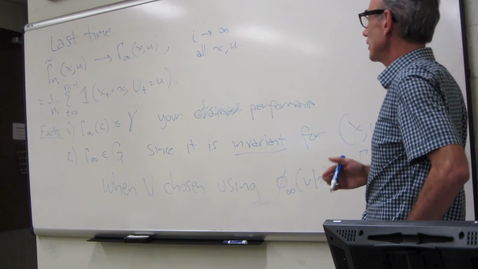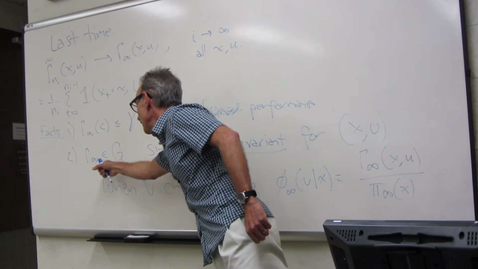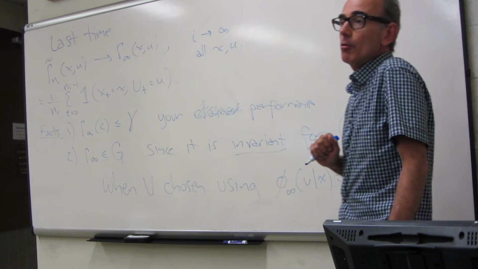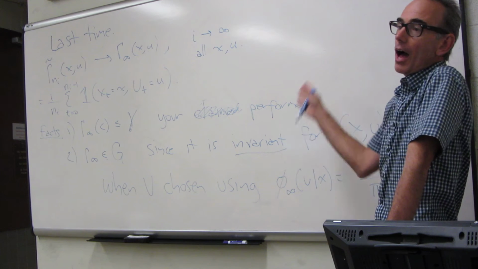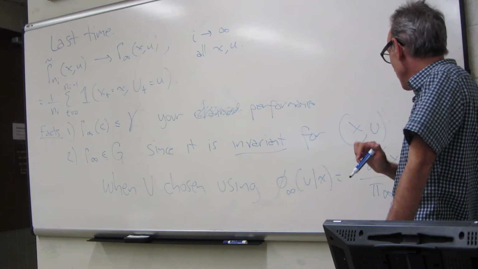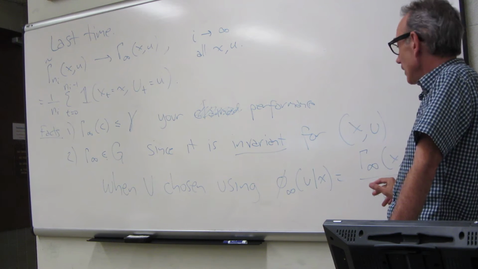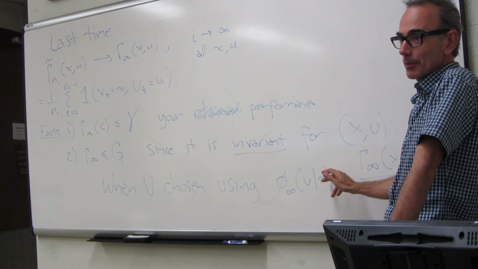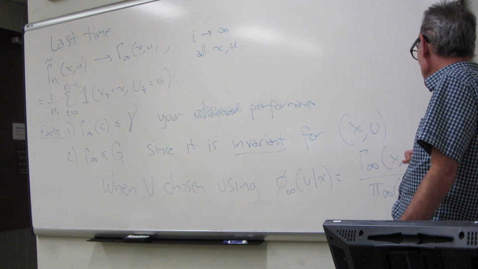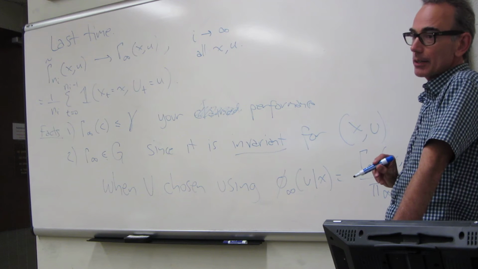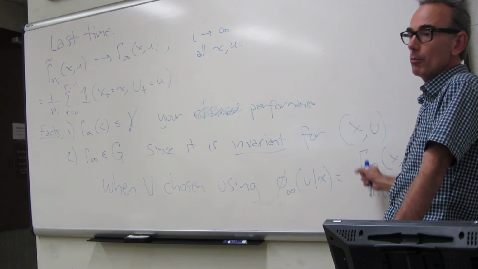This is where Bayesian comes in. You take this limiting distribution. Remember, you take any probability distribution on states and actions, and I can define a randomized policy. The way I do that is Bayesian: the probability of U given X is the probability of U and X divided by the probability of X. So remember, pi infinity was a marginal of gamma infinity.